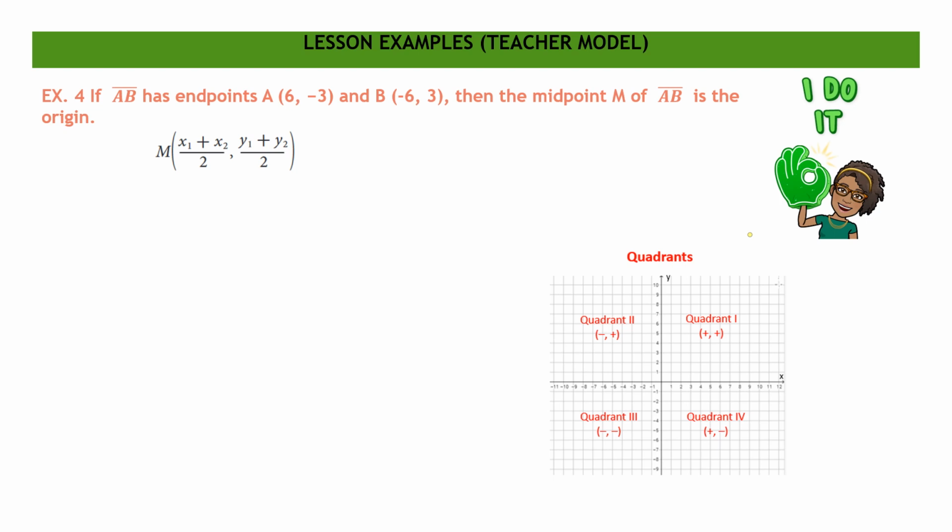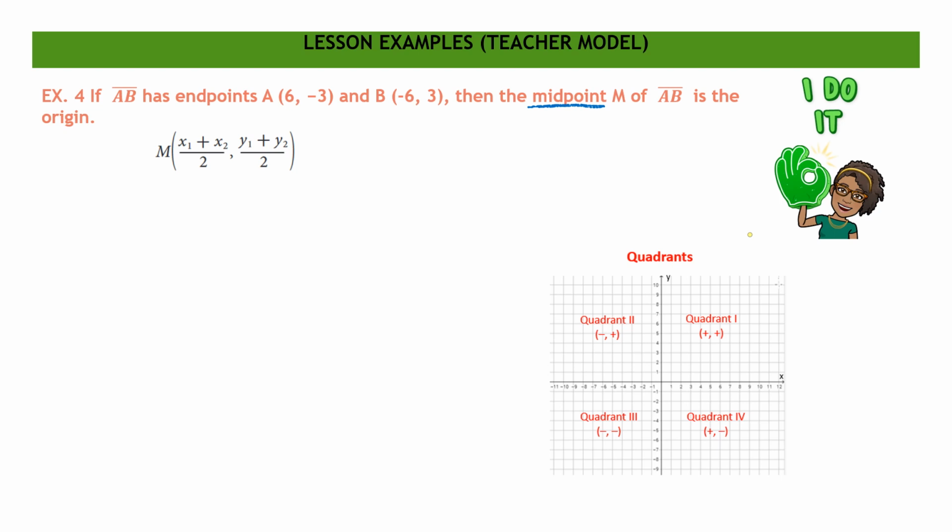Example 4. It states, if line segment AB has the endpoints A at (6, -3) and B at (-6, 3), then the midpoint M of line segment AB is the origin. So here we're going to use the midpoint formula because in the problem it clearly states we are trying to find if M is the midpoint at the origin.